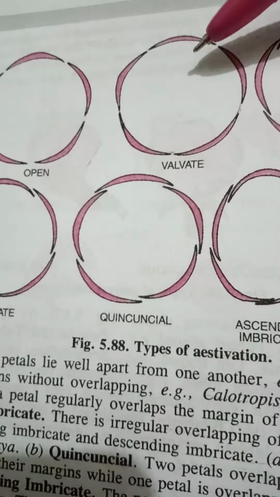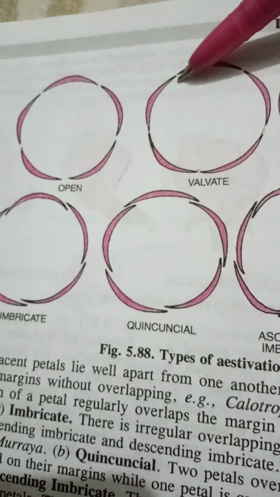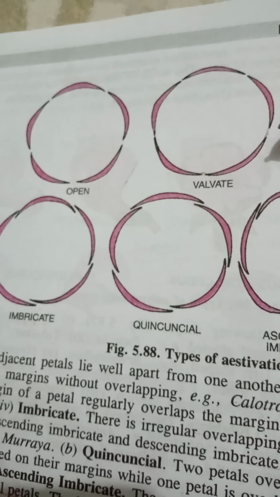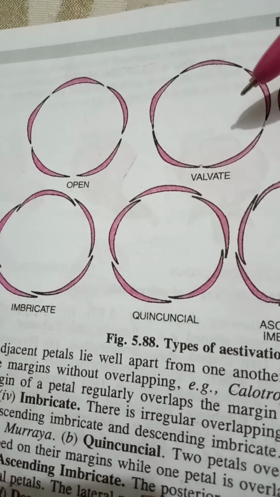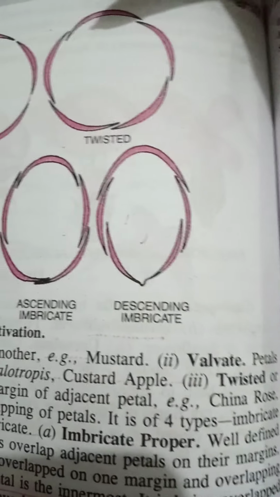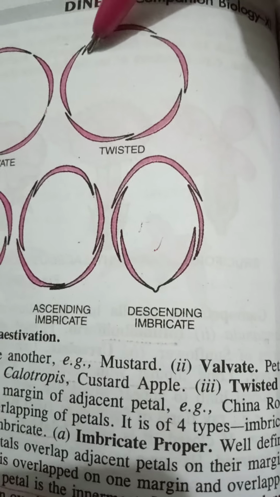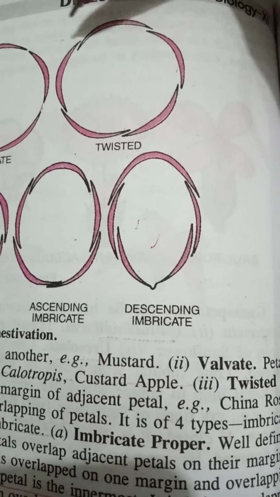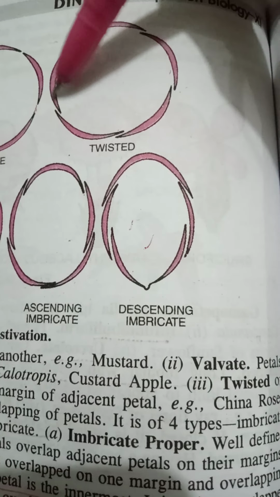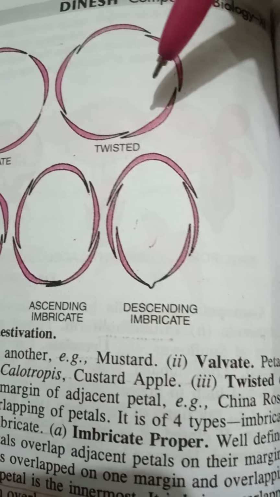A similar type is the valvate type, but here the margins come close together and they almost just attach to one another. They do not overlap but they are very close to one another. This is called the valvate type. Then the next one is the twisted type of estivation. Here you see one margin is inside, one is outside; one is inside, one is outside. That means they are overlapping. So this is called the twisted estivation.